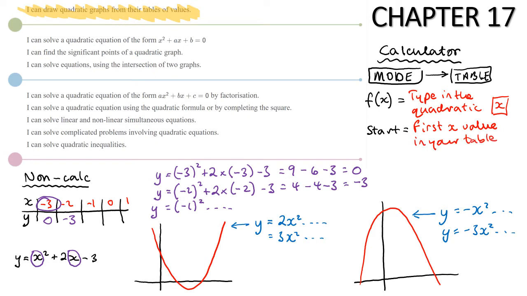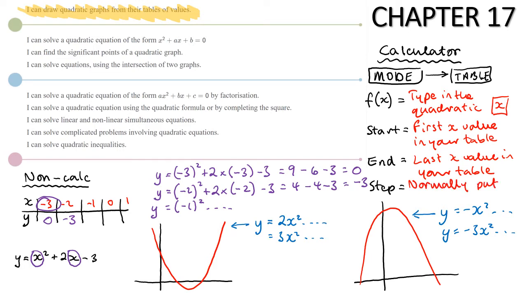Then it's going to say finish or end, and this is going to be the last x value in your table. For the question that we did, that would be 1, and then it's going to say step. This is how much you want to go up in, and this is normally 1. You normally want to go up in 1s, so I'm going to say normally put 1. It just means that when the calculator works out the table, it will go up in 1s.